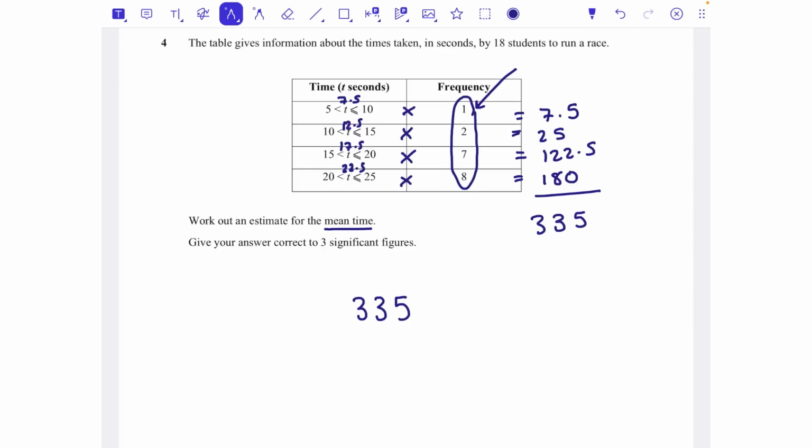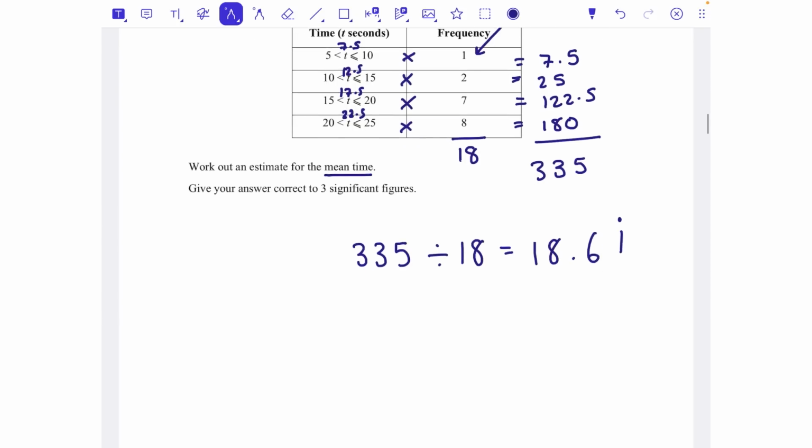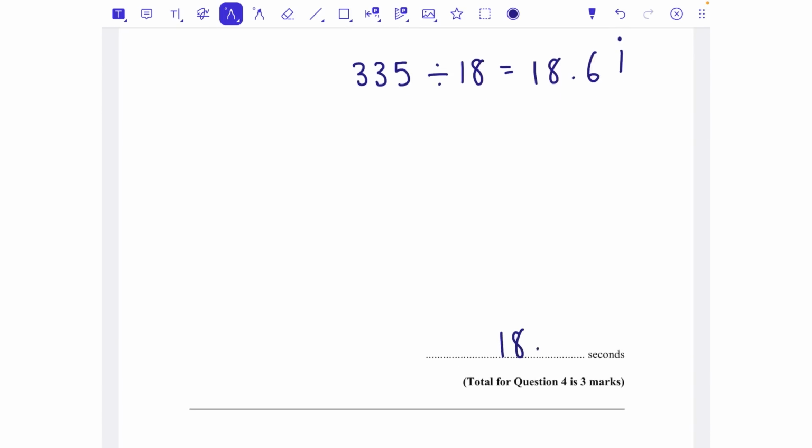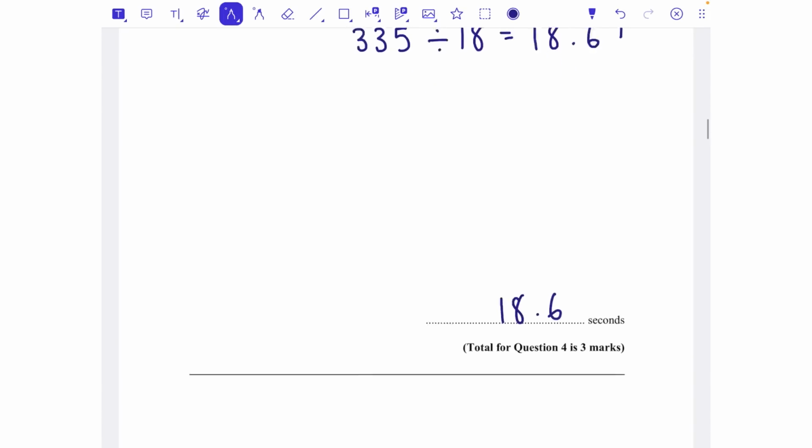But there weren't 4 students. We were told in the question, and we could also work it out here by adding this column up, that there were 18 students. So 335 divided by 18 is going to get us our answer for the mean. And they want that answer to 3 significant figures. My calculator gives me 18.61 recurring. So to 3 significant figures, it's going to be 18.6. Just going to pop that down here on the answer line, 18.6 for 3 marks.